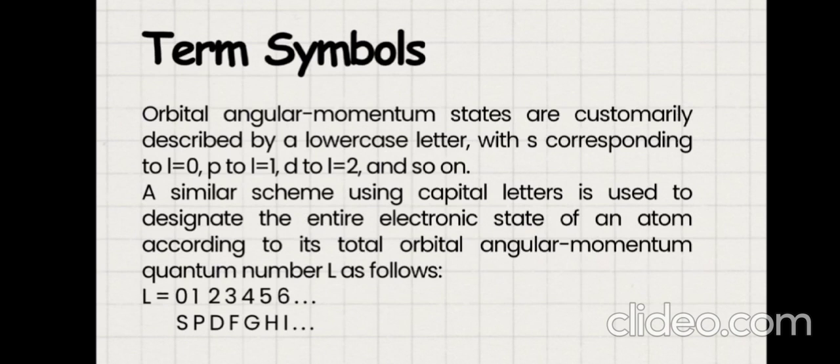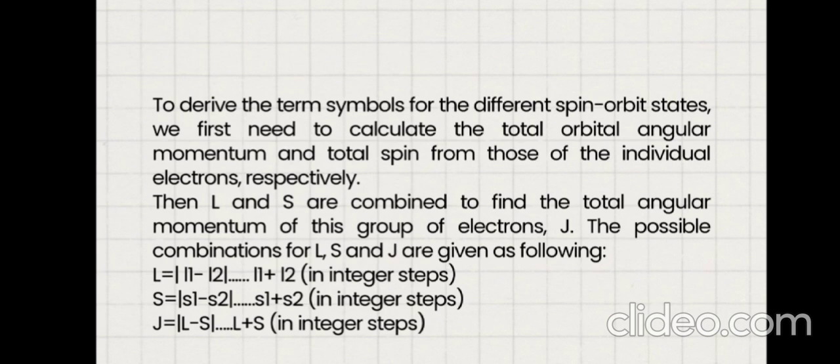Term symbol: orbital angular momentum states are customarily described by a lowercase letter, with s corresponding to L equal to 0, p to L equal to 1, d to L equal to 2, and so on. A similar scheme using capital letters is used to designate the entire electronic state of an atom according to its total orbital angular momentum quantum number L as follows: L equal to 0, 1, 2, 3, 4, etc. as S, P, D, F, G, H, I, etc.